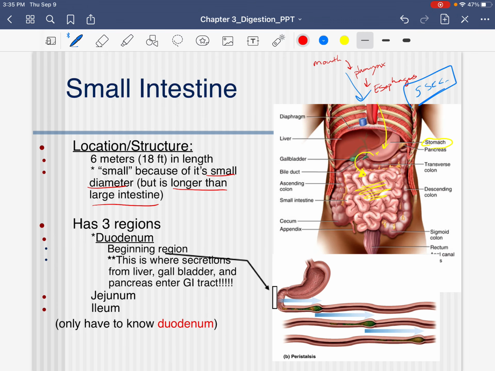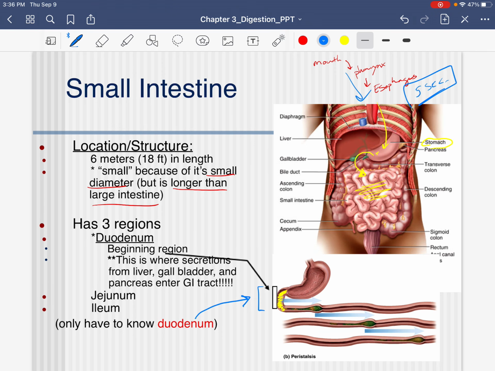Technically, the small intestine has 3 regions. The beginning region is what we are most concerned with. Only from about here to here. That's it. The beginning, I think in the real body, it's 6 inches maybe. That region is called the duodenum. Some people say duodenum, I say duodenum. The beginning of the small intestine.